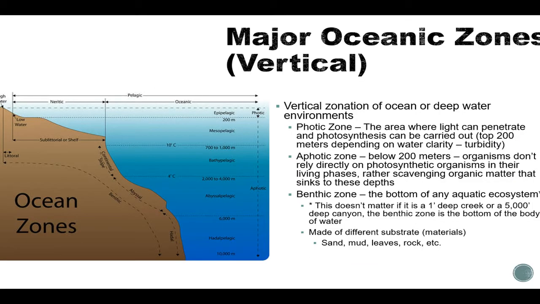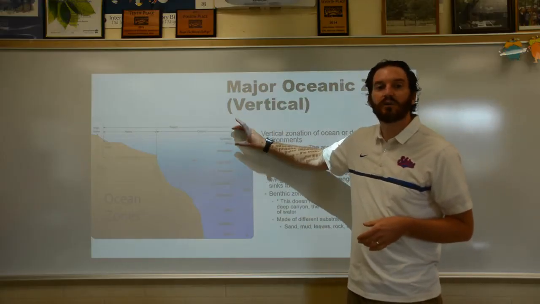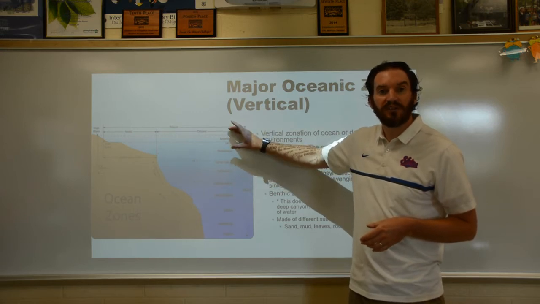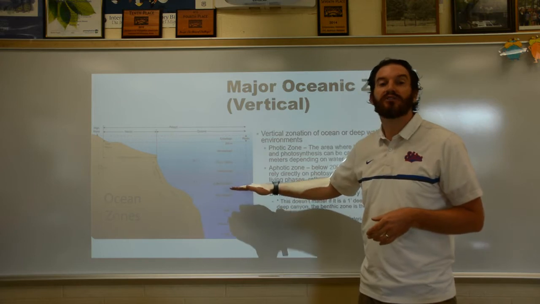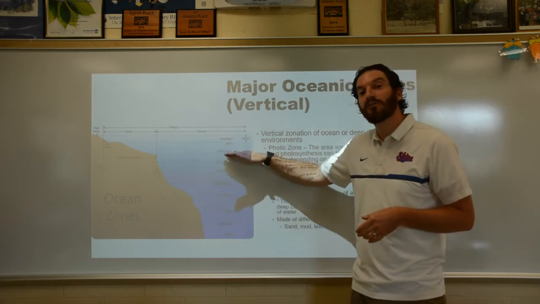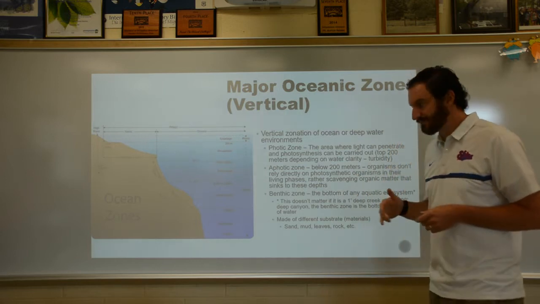Now, looking at oceanic zones vertically. Okay, now we're going to look at it vertically. The big thing to understand when we're talking about vertically is temperature and sunlight. The closer you are to the surface of the ocean, it's going to be warmer. It's also going to get plenty of sunlight. As you go deeper, it's going to get darker. It's going to get colder. There's also going to be more pressure as you go deeper. So organisms are evolved for that.